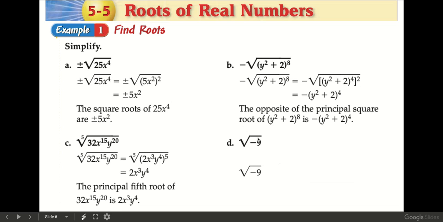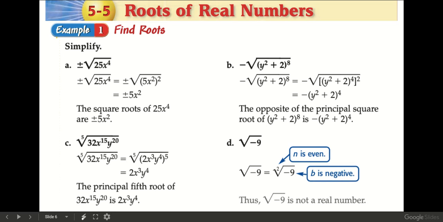So now as I look at the square root of negative 9, right, what is the square root of negative 9? Well, here I notice that this is an even root, an even index, and it's a negative radicand, right? I'm taking the square root of a negative number. Well, that would indicate that the square root of negative 9 is not a real number, right? Nothing squared is ever going to equal negative 9. So therefore, this does not have a principal root. It's not a real number anyways.